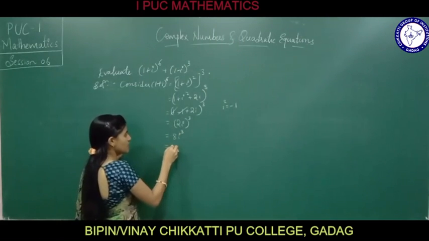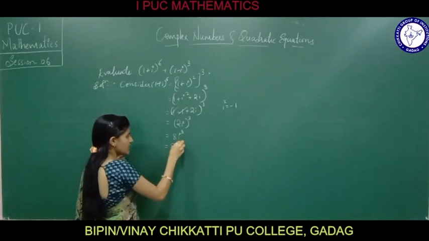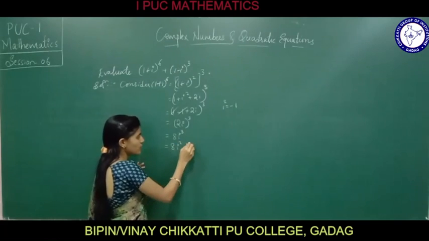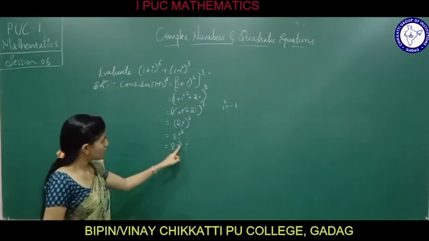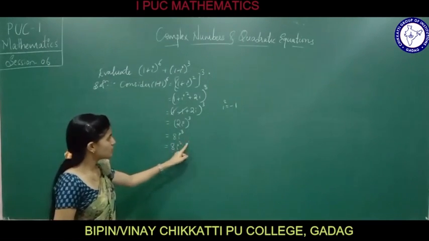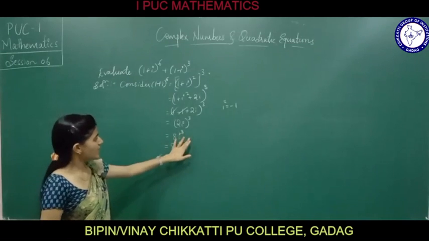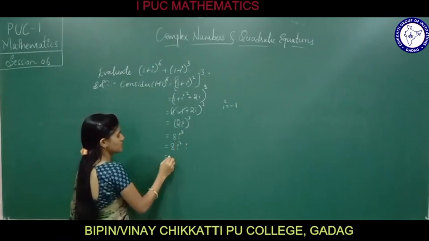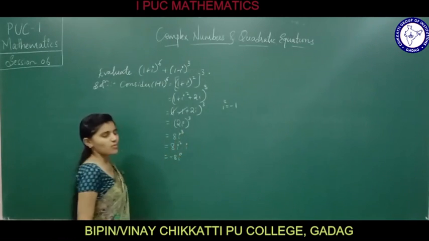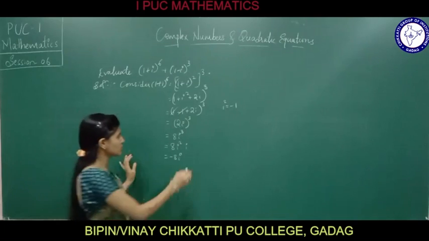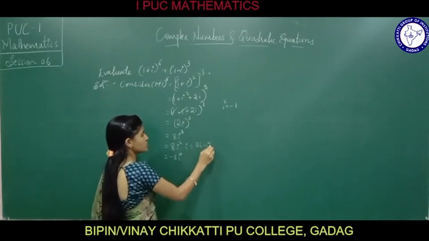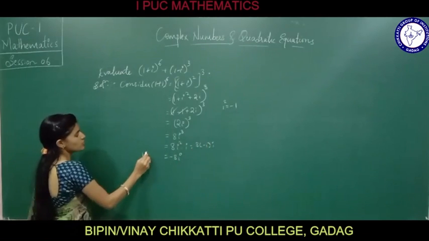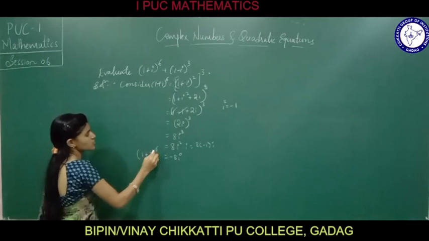This 8i cube can be written as 8i square into i. You know why? Because here the power of i is 1, power of i is here 2 and here it is 1. 2 plus 1 is going to be 3. That is why i cube can be written as i square into i. This is going to be equal to minus 8i. Why minus 8i? Because i square is going to be minus 1 into i. This is going to give me minus 8i. This is all about 1 plus i whole raised to 6.